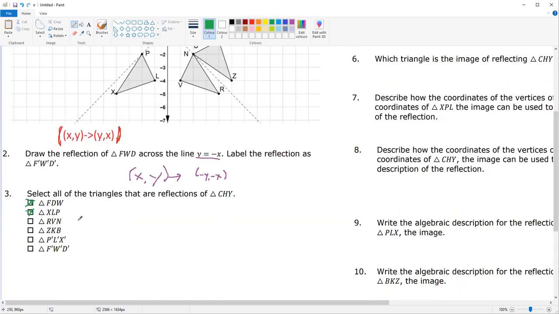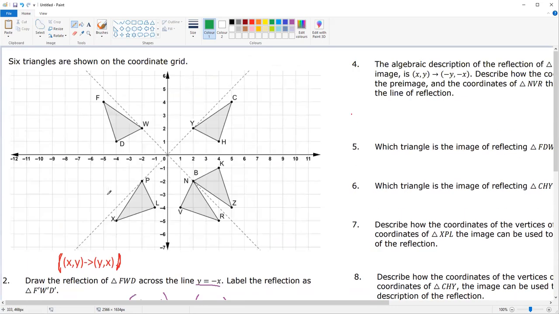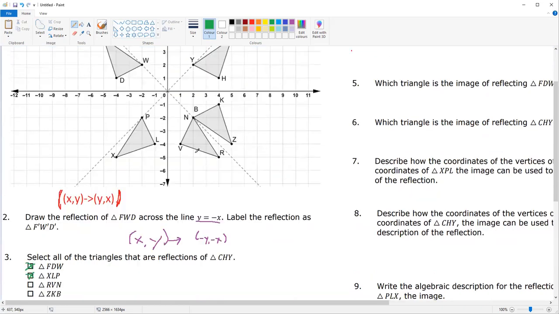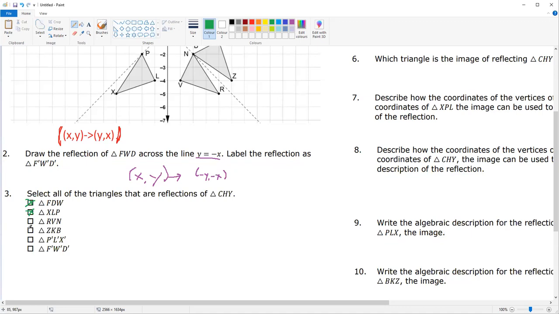Okay, what about ZKB? Let's look. That's 4 and 1. And this is 4 and -1. Well, the x values stay the same, but the y values flip in sign. So that's most definitely a reflection across the x-axis.